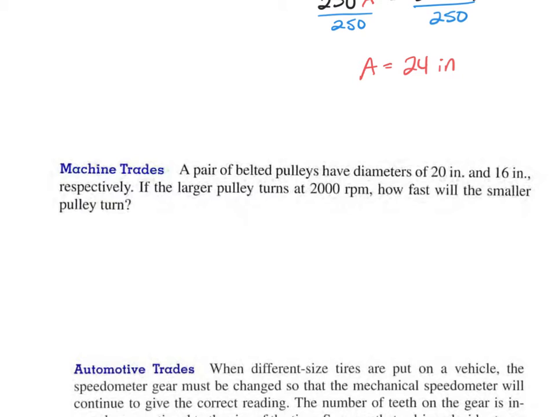All right, welcome back. We are now going to set it up. So I have the 20 is to 16. My larger pulley, which is the 20, needs to be opposite down here of the 200 RPMs. My smaller pulley needs to be opposite, and we're going to call this just R because we can. Let's just call it R. And we are chasing R, which is the smaller RPM, which we expect to be more than 200 RPMs.